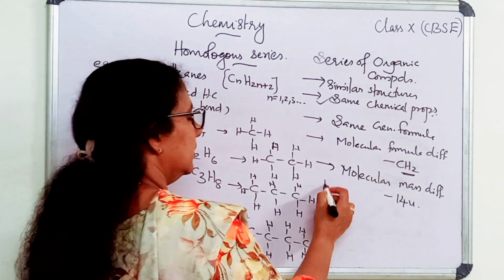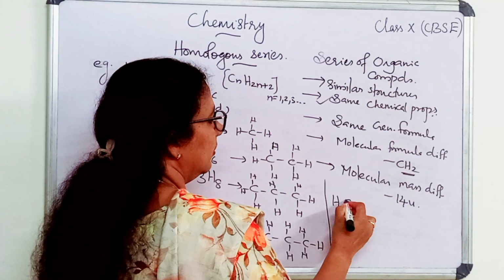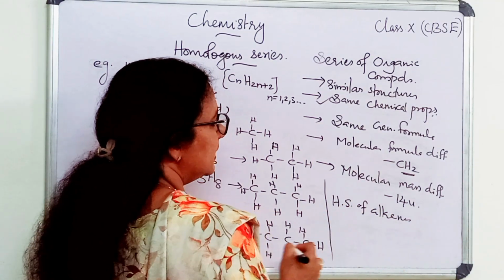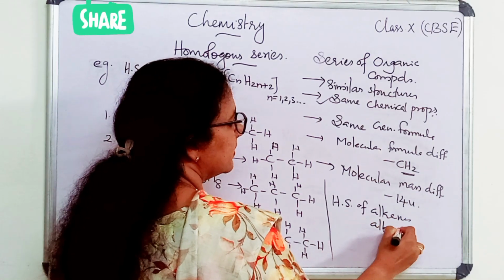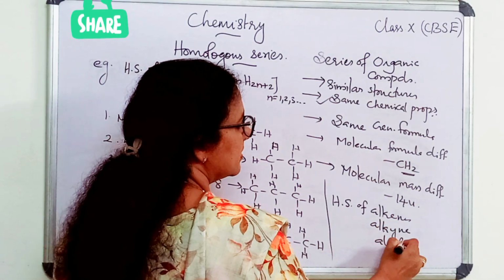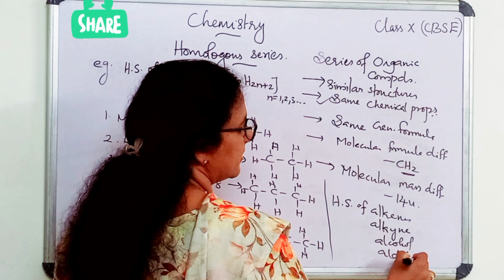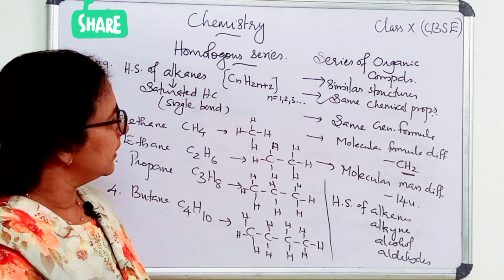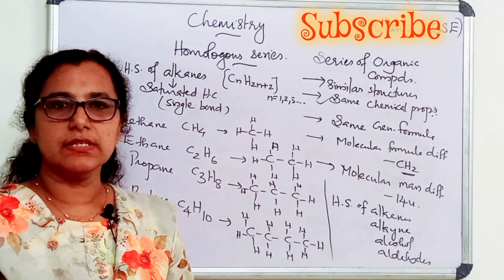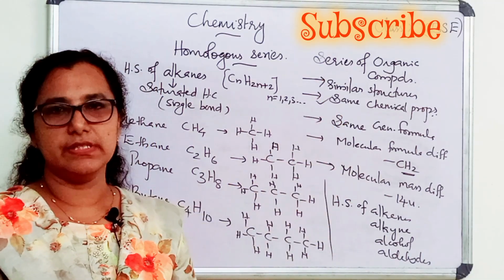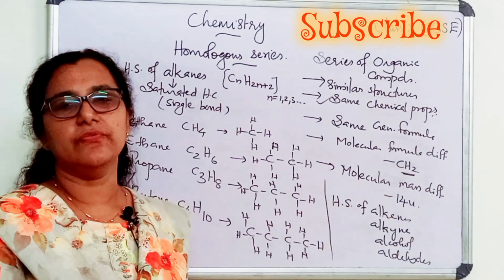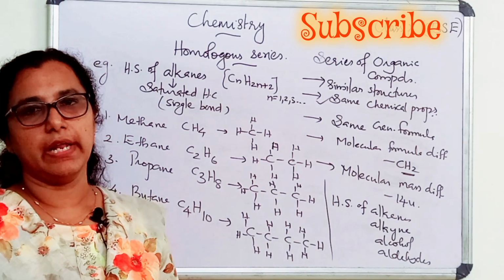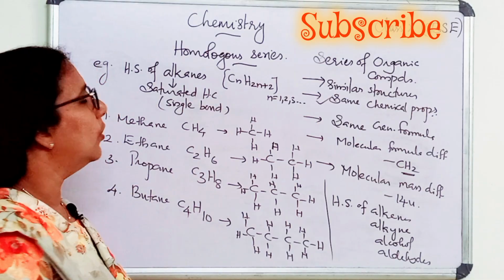We can write the homologous series of alkenes, alkynes, maybe alcohols, aldehydes, etc. So different families of organic compounds make homologous series. In all the cases, we can see all these characteristic features. So by knowing the characteristic features, we can easily identify the homologous series of a particular organic compound. So this is about homologous series.